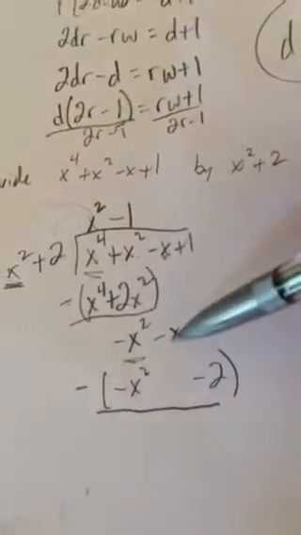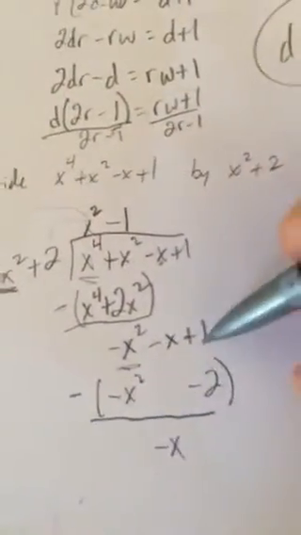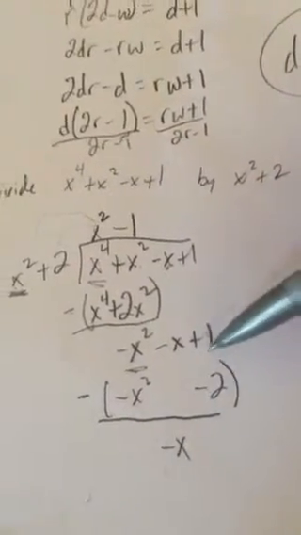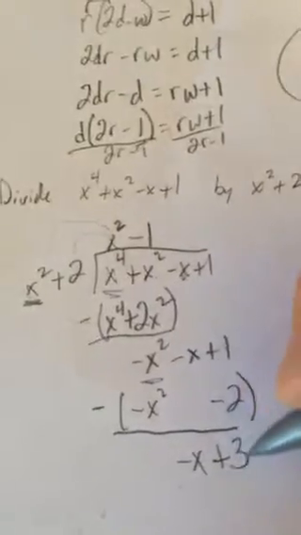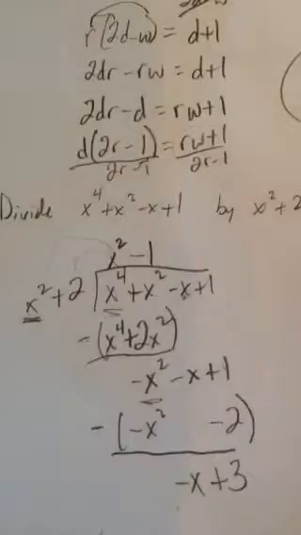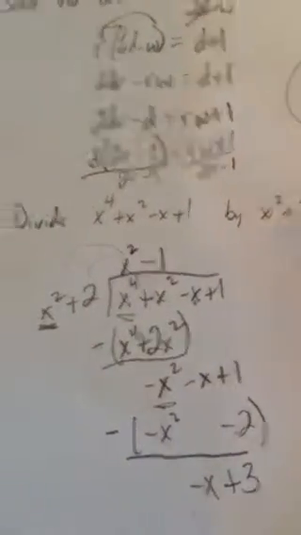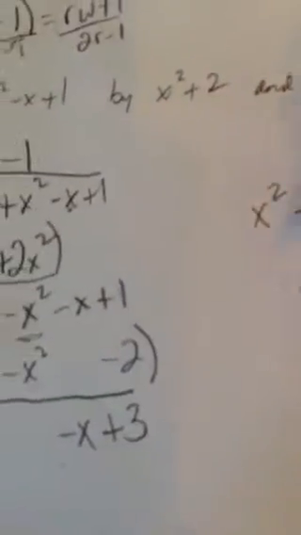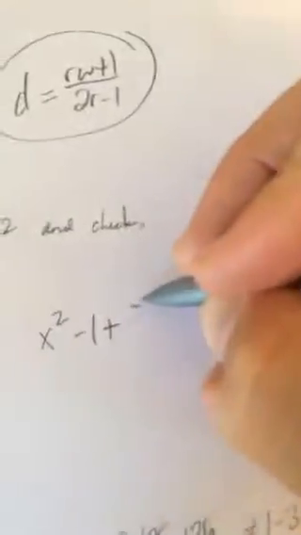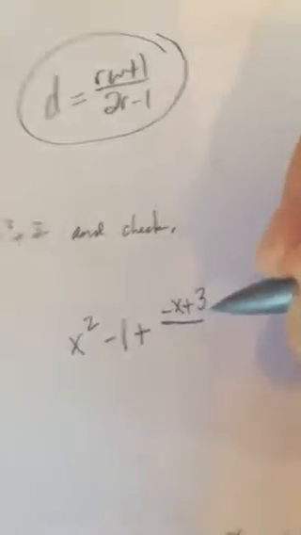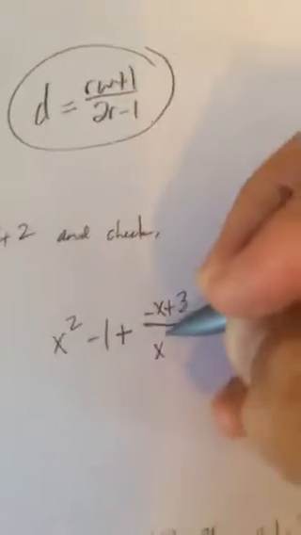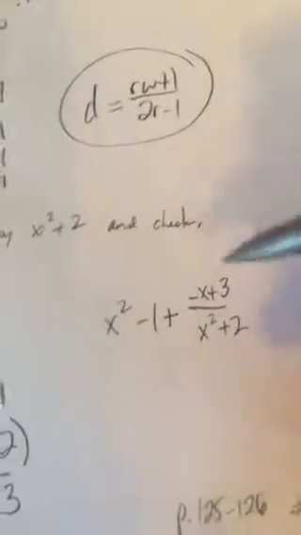These cancel. I have my negative x to bring down, and then my like terms here, 1 minus negative actually works like a plus then. 1 plus 2 is positive 3. And so this is my remainder. So if you remember, your answer is x squared minus 1, that was what's up top, and then plus whatever your remainder is, in this case, negative x plus 3 over, and then you put it over what you divided by, x squared plus 2. So this is my answer.